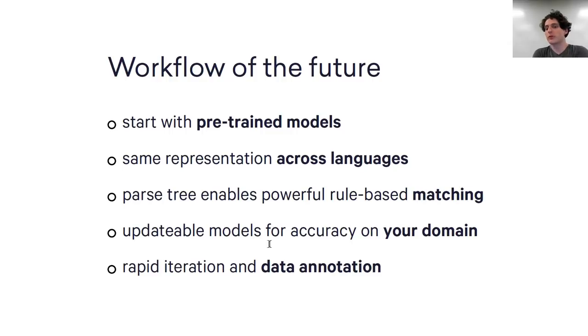Given this, you should be able to do pretty powerful rule-based matching from the parse tree and other annotations that are provided. So it should be pretty easy to find information, even without knowing much about the language, and reuse rules across languages. If the syntactic model and named entity models that we provide aren't accurate enough, the library should support easy updating of those, including learning new vocabulary items without you taking particular effort. And overall, we want to emphasize a workflow of rapid iteration and data annotation.